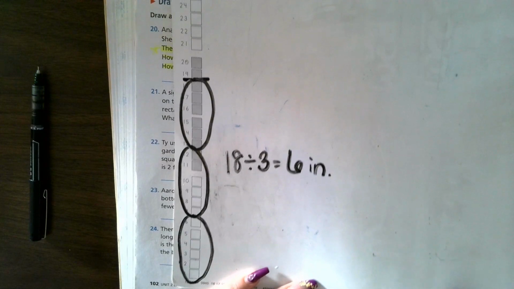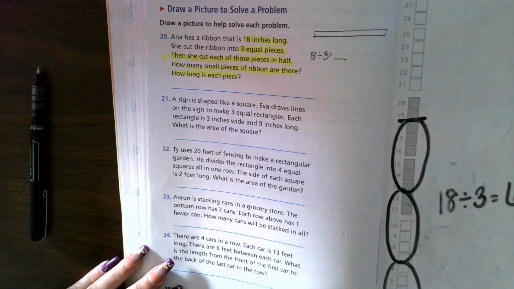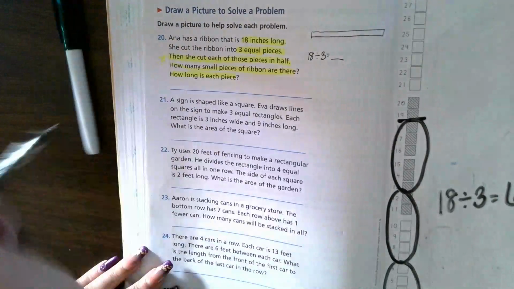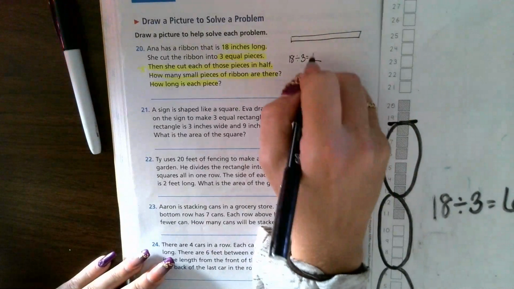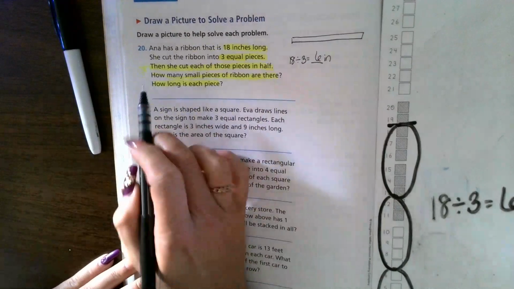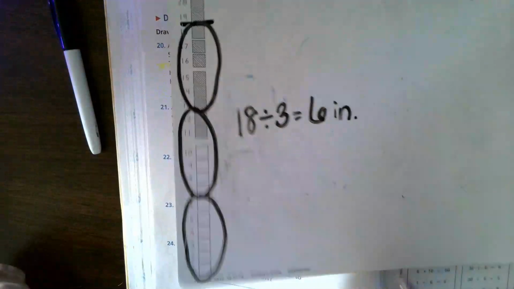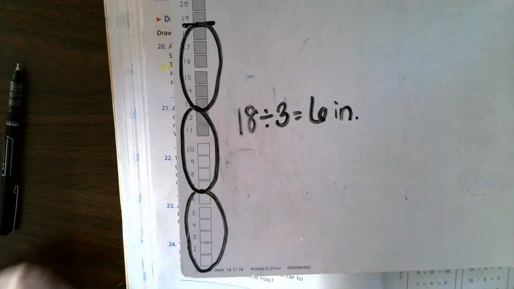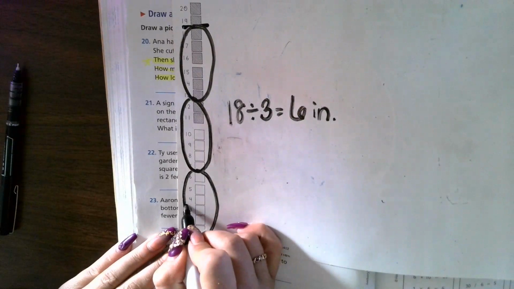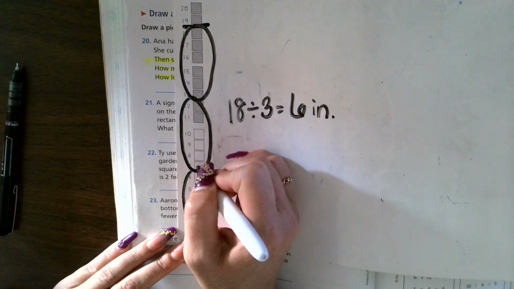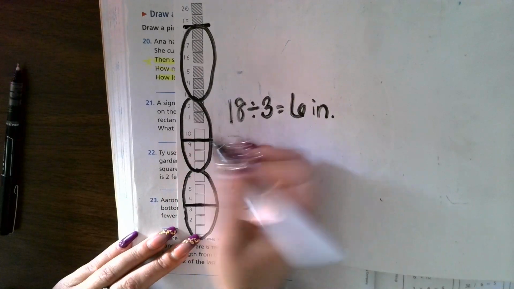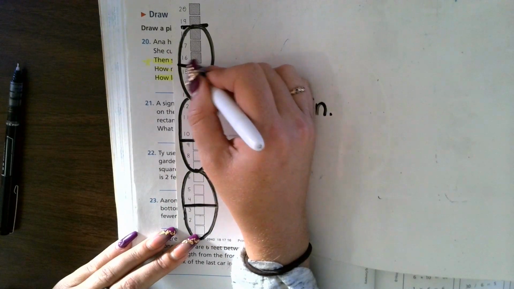Now there's a whole other part of this, okay? So we know that each section of her ribbon is going to be 6 inches long, but then she cuts each of those in half, okay? But you guys, if we know that each one of these is only 6, we know that dividing that in half would just be by 3. So 1, 2, 3, draw a line. 1, 2, 3, draw a line.